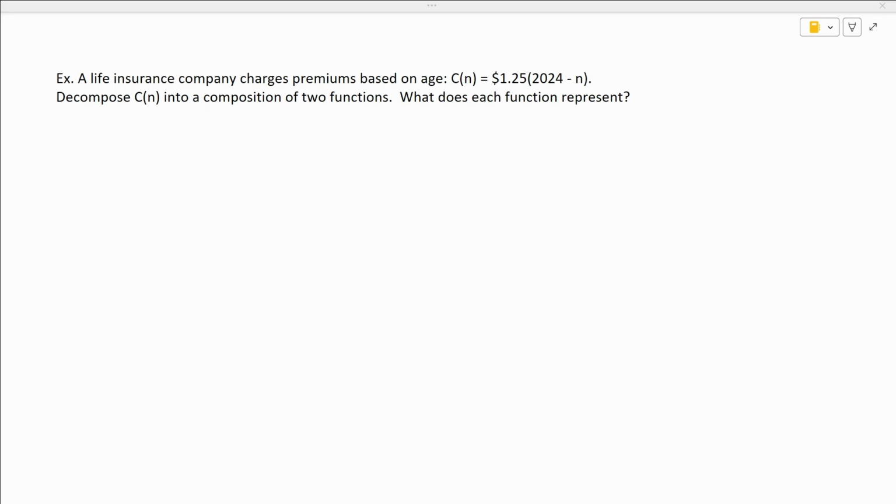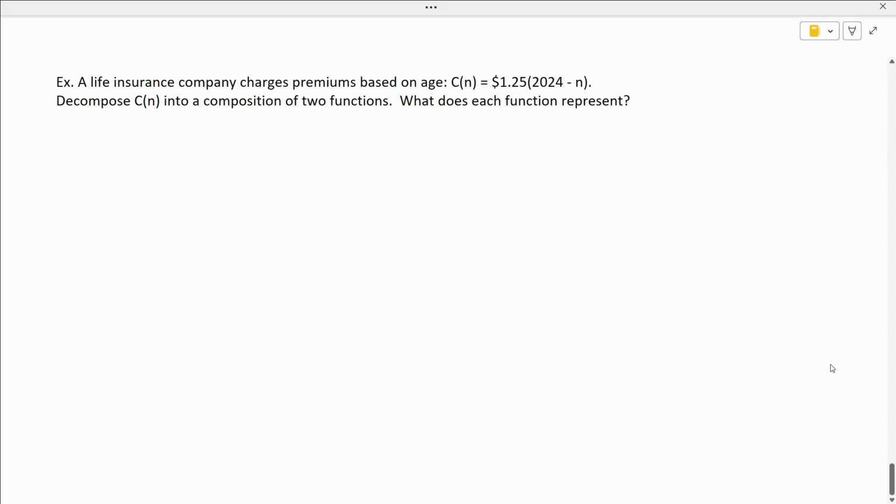And let's take a look here at a word problem. A life insurance company charges premiums based on age. C, I guess the cost of the premium as a function of n. I guess that would be the, well, it's probably not the age. Let's look at this carefully. C of n is $1.25 times 2024 minus n. Decompose C of n into a composition of two functions. What does each function represent?